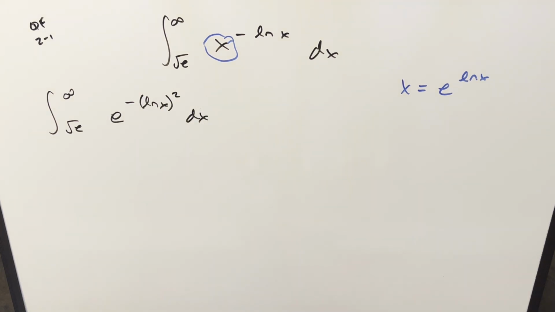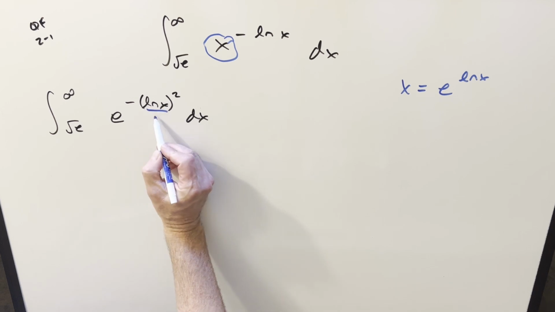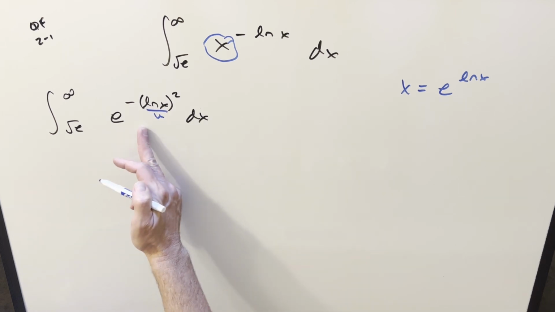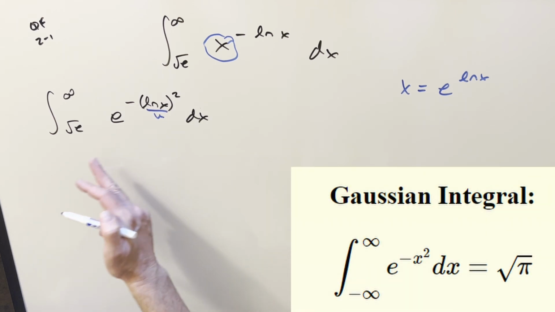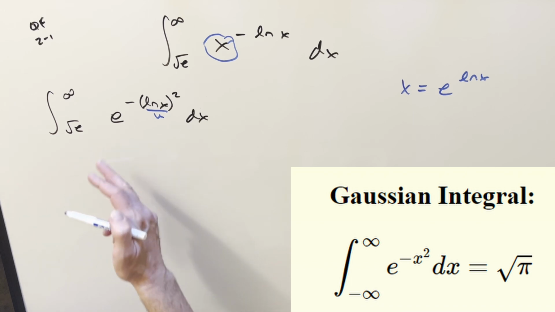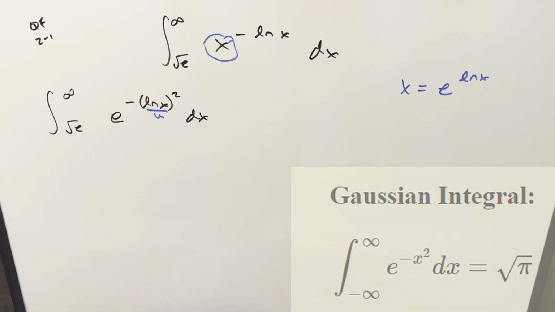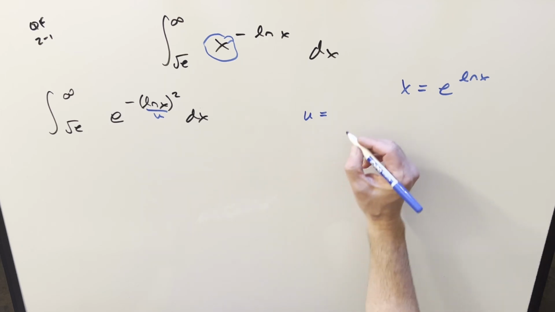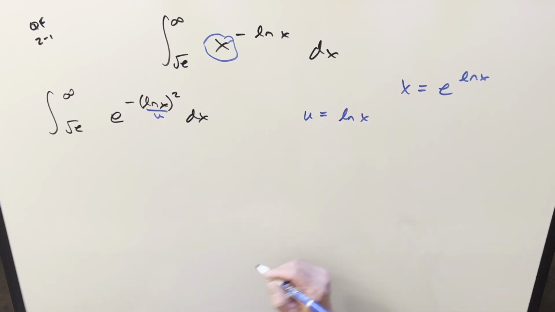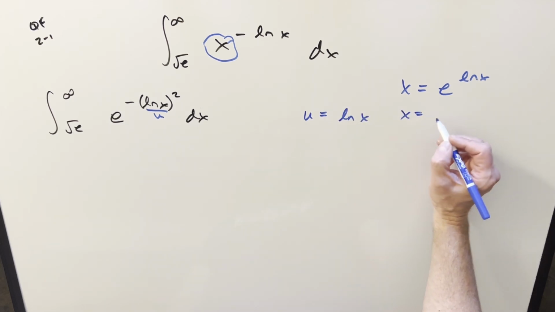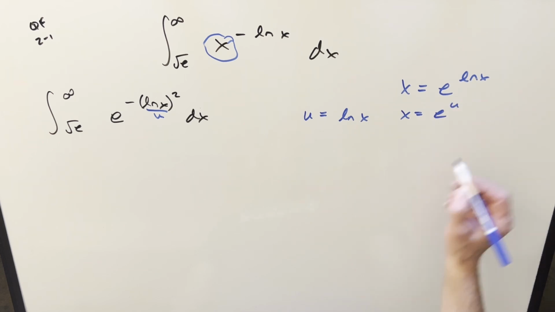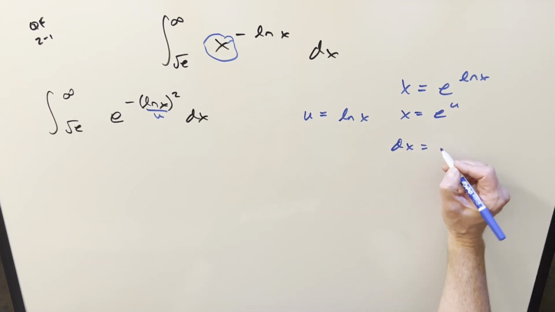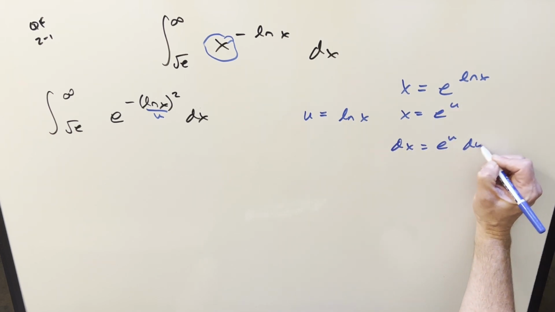But now at this point, if I could clean this up right here, this is a lot like the Gaussian integral. If we get the lower bound to 0, this has a known value of square root of pi over 2. So let's see what happens when I do this substitution. I'm going to just set u equal to ln x. Then I can solve for x. We'll get x is equal to e to the u. Take a derivative, then dx is going to be e to the u du.